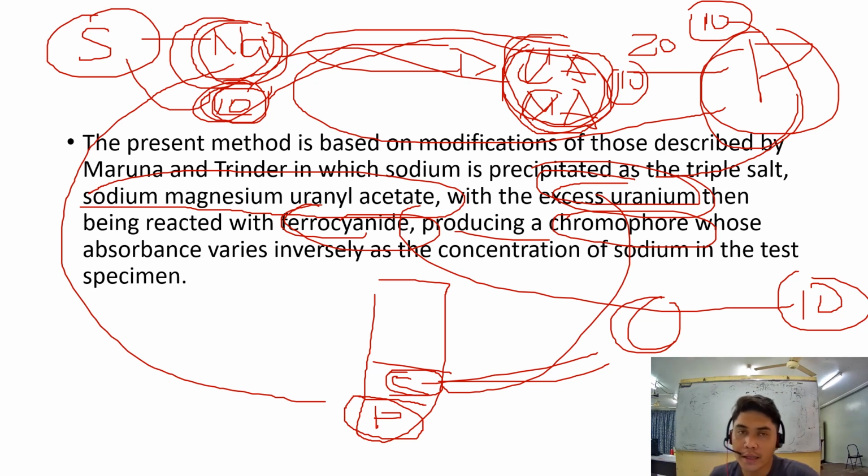Now, what if the sodium concentration in the specimen is 18? It will react with 18 uranyl acetate.